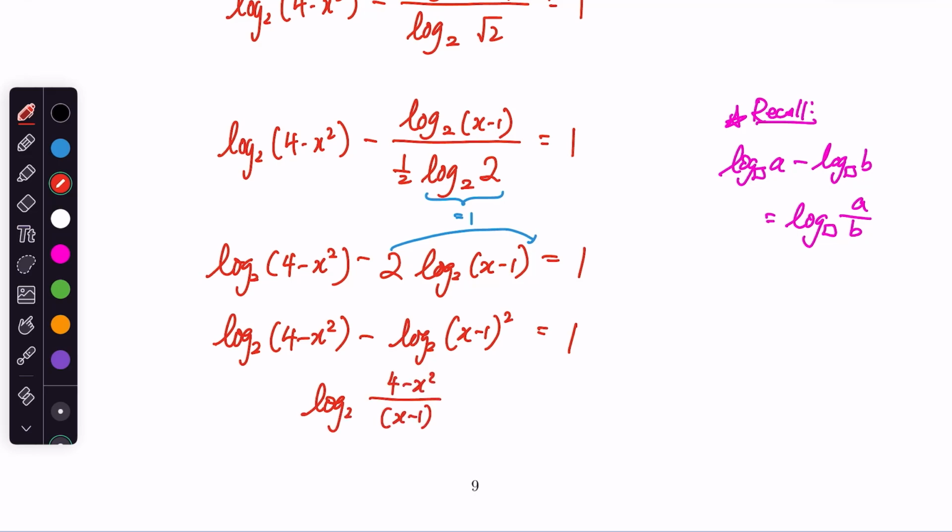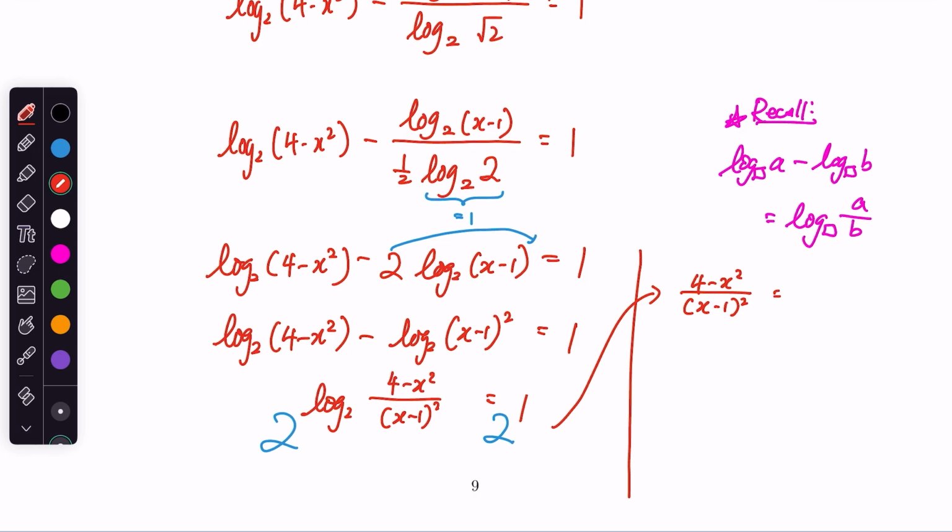1. Now I have log base 2 here. I want to take out all these stuff inside. I'm going to exponentiate using a 2. Okay, so if I use a 2 here, I need to use a 2 on the other side. 2 to the power of log base 2 will cancel out. I'll get this stuff here. This is just 2. So I should write it here. Okay, so I will get 4 minus x squared over x minus 1 squared equals to 2.